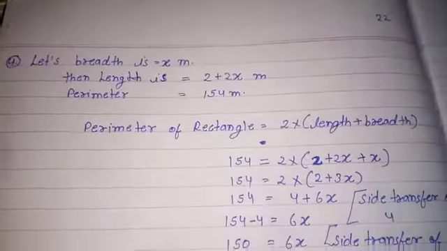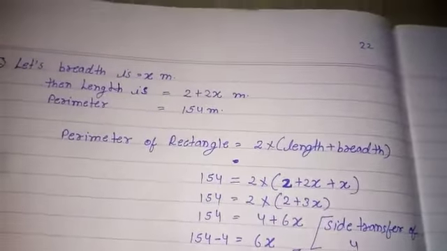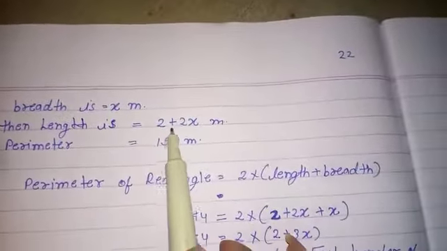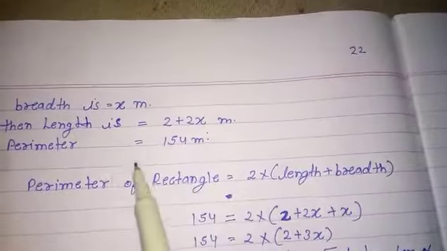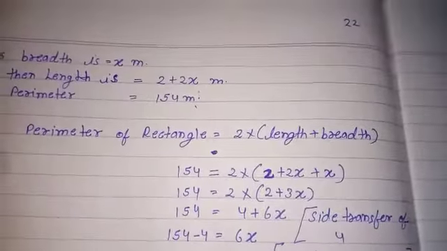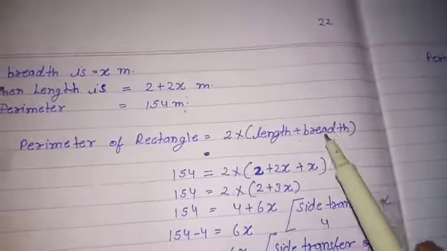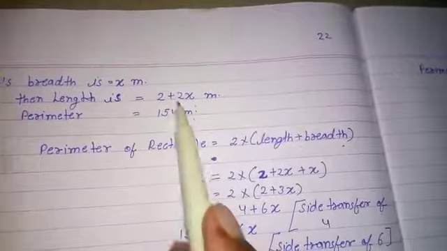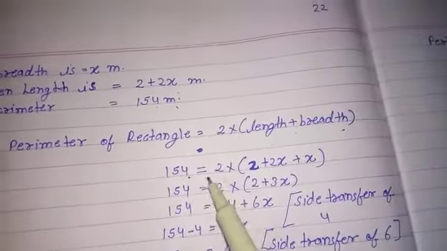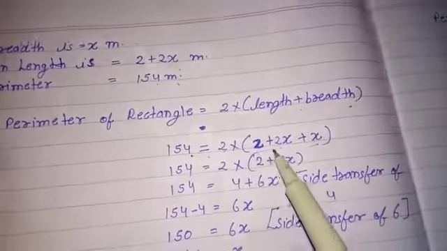Next question is there of a rectangle whose length is 2 more than twice of breadth. So let's say breadth is x meter. So length will be 2 plus 2x meter. So the perimeter is given here already, 154 meter. So the perimeter of a rectangle is equal to 2 multiplied by length plus breadth. We have length, breadth and perimeter. So perimeter 154 is equal to 2 multiplied by length and breadth, so 2 plus 2x plus x.